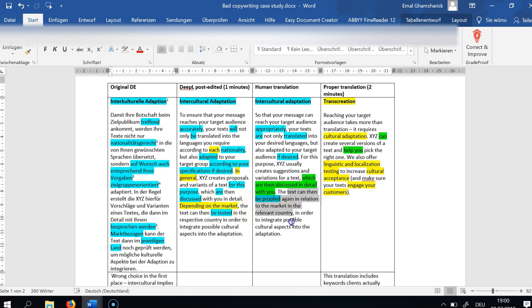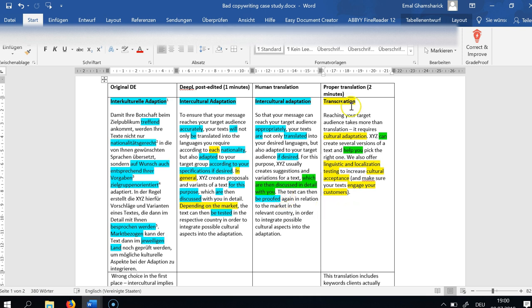Then in the last sentence, actually, you can see that the translator didn't really know what was going on. The text can then be proofed again in relation to the market in the relevant country. So they don't understand that the market and the country is the same thing. In order to integrate possible cultural aspects into the adaptation, what are possible cultural aspects? There, you have the cultural aspects. In any case, they didn't understand the main issue.